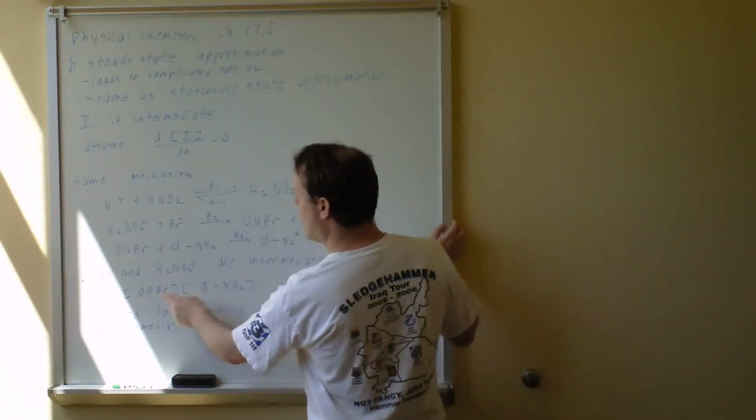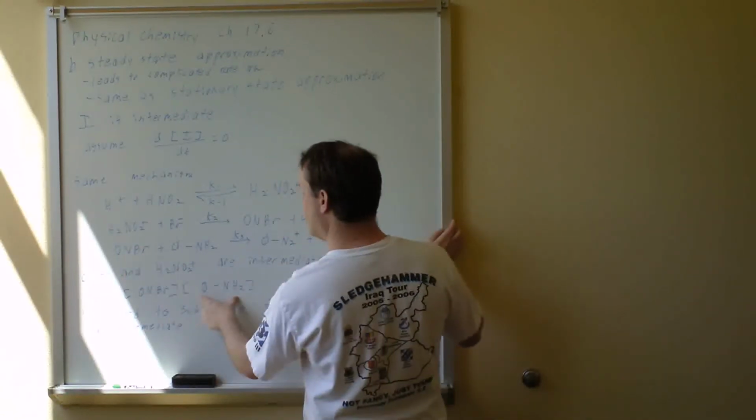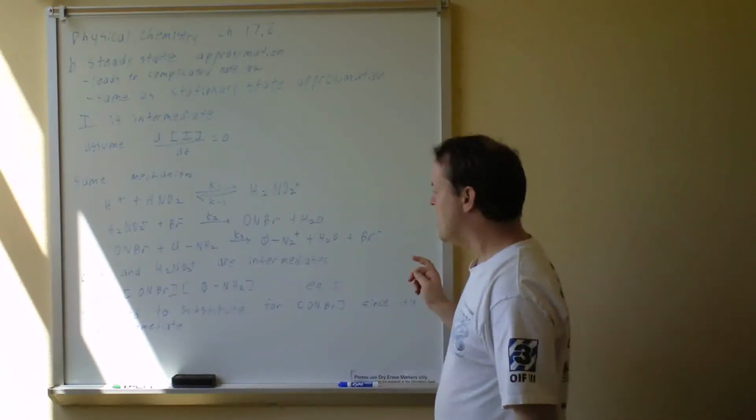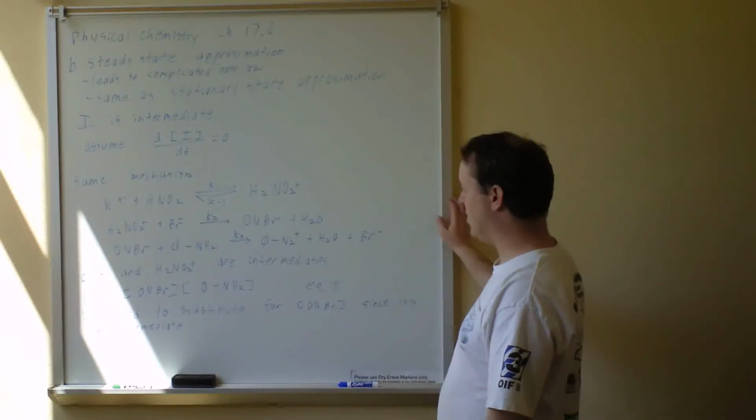So the rate law for that will be this k3 times the concentration of ONBr times the concentration of this aniline, I guess it's called. Okay, we're going to call this equation 1 because we're going to have to come back to it. We're going to do some substitution.